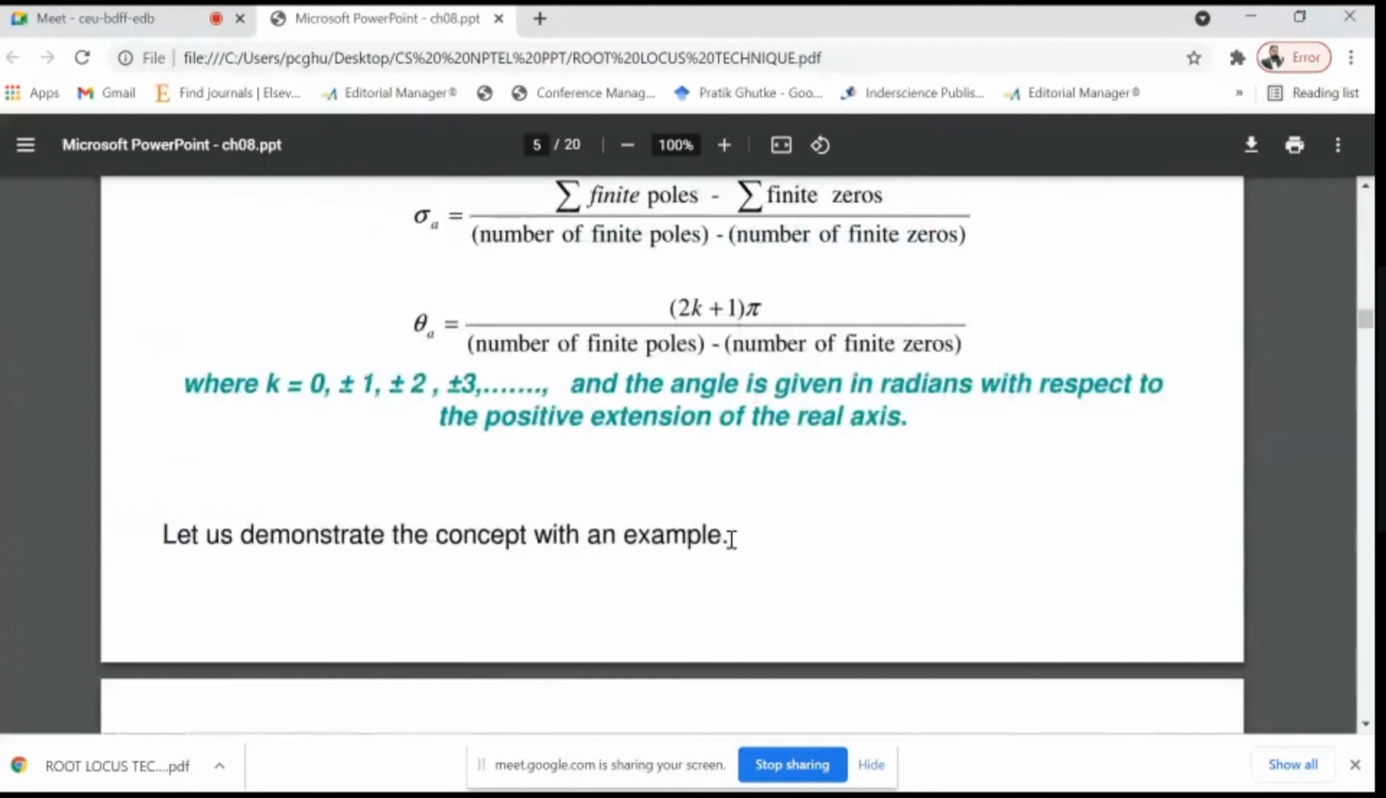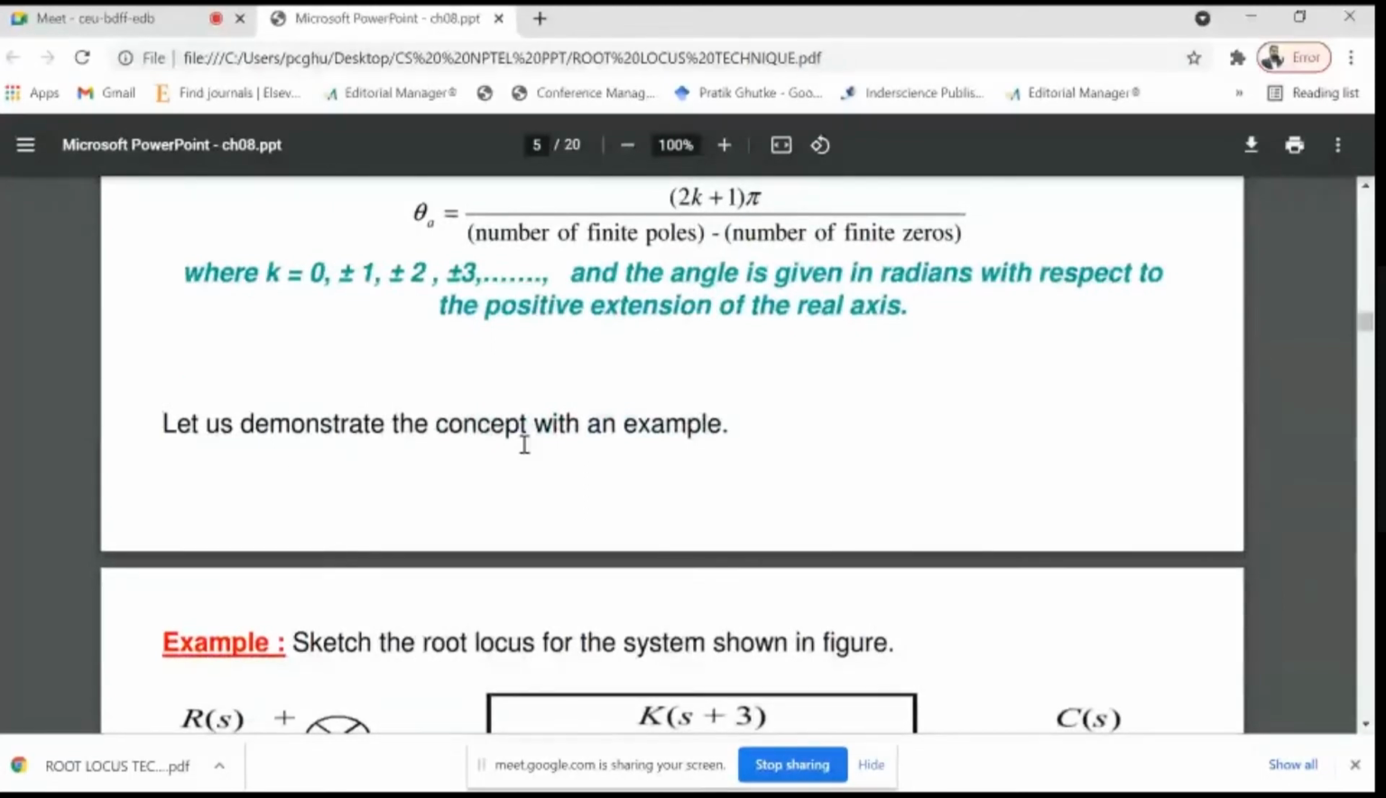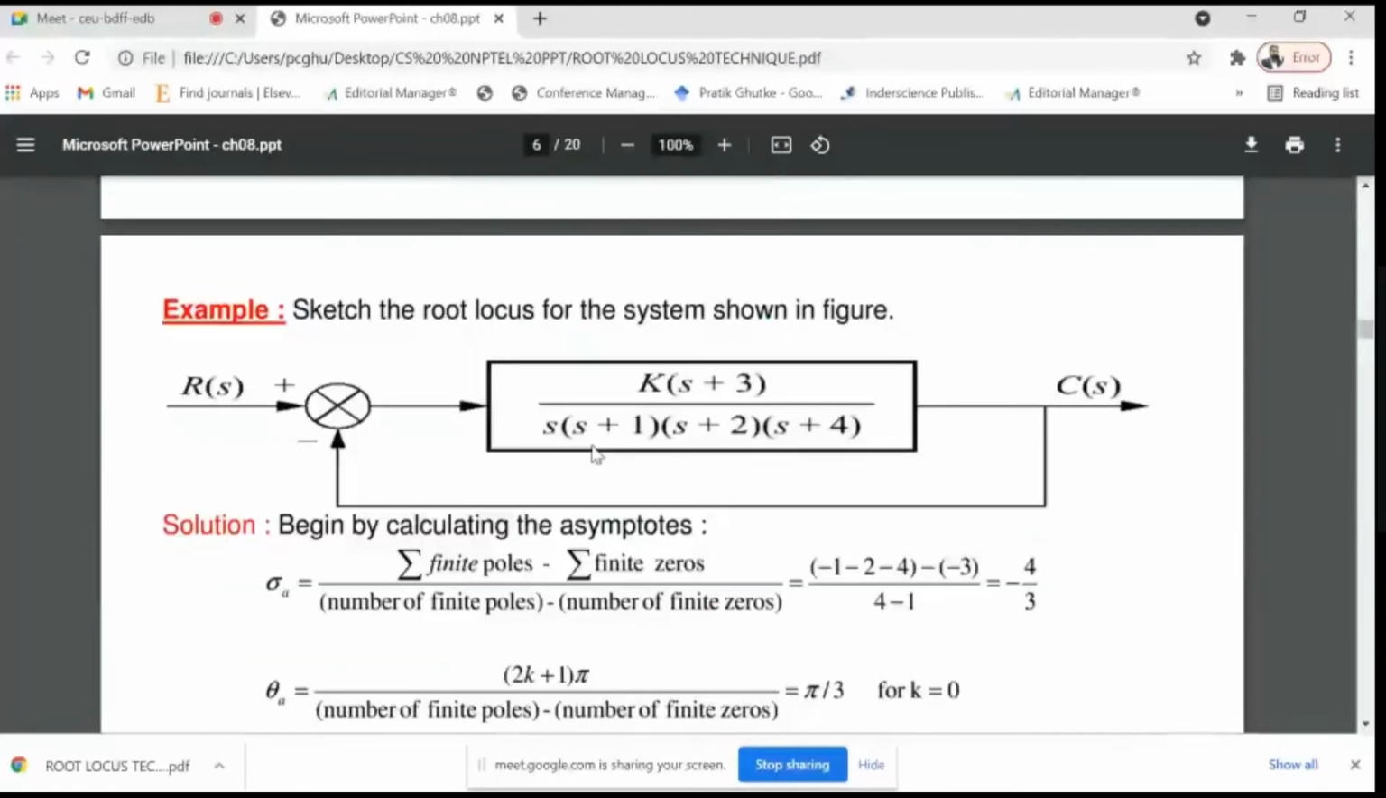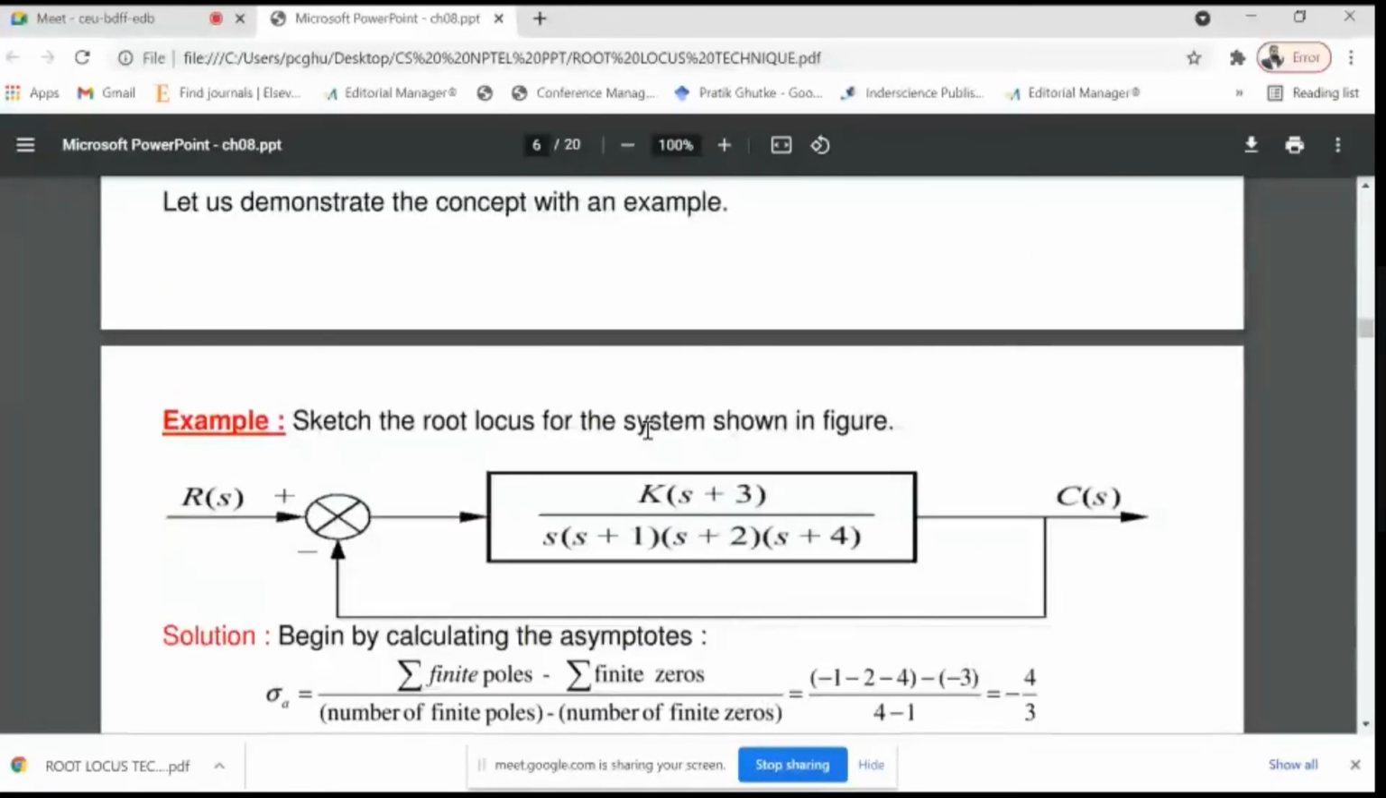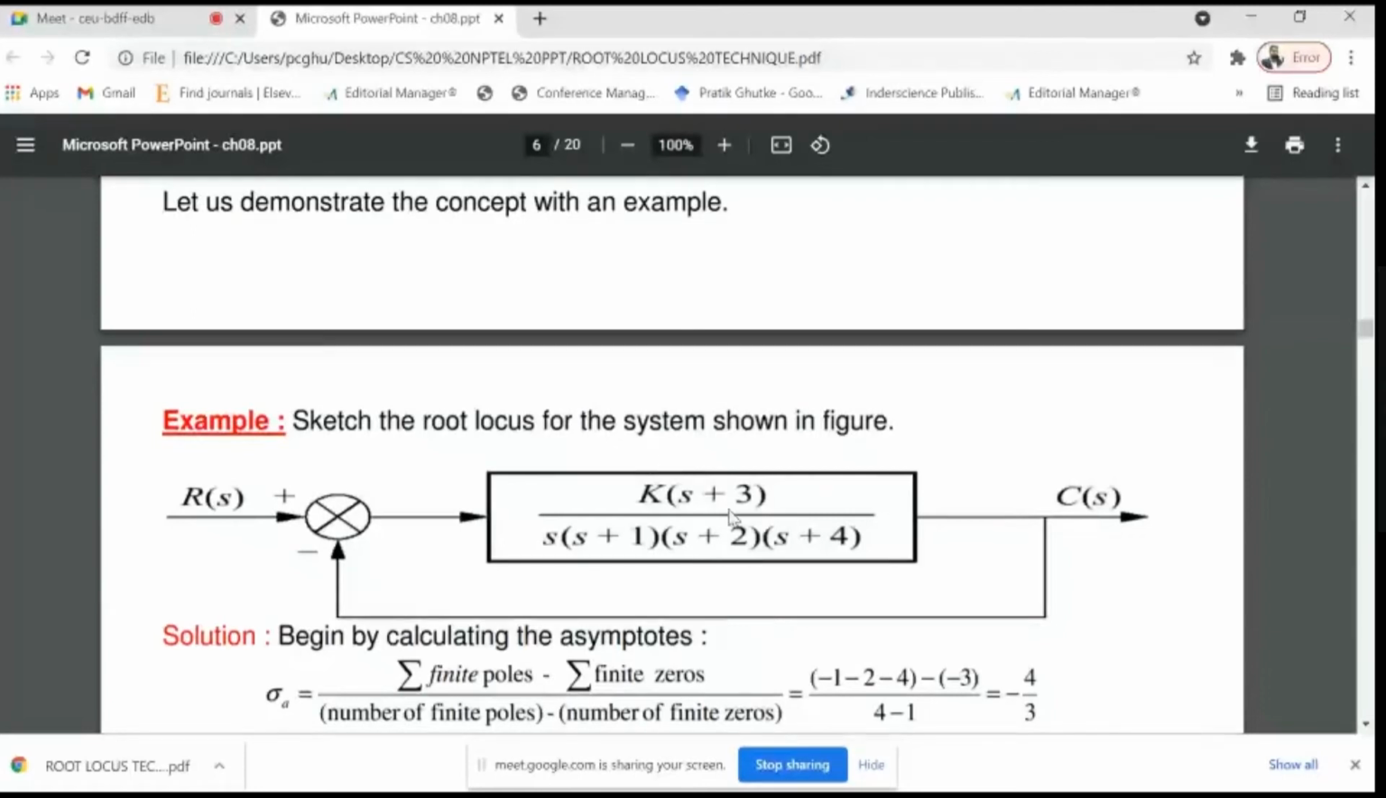Now with an example, we will see how exactly the root locus is sketched. Let us now demonstrate the concept with the example. See, now the example is given: sketch the root locus of the system shown in the figure. So this is your transfer function. R(s) is your input, C(s) is your output, and feedback is given with the help of 1. So this is your open loop transfer function. While calculating the closed loop transfer function, it is G(s) divided by 1 plus G(s)H(s).